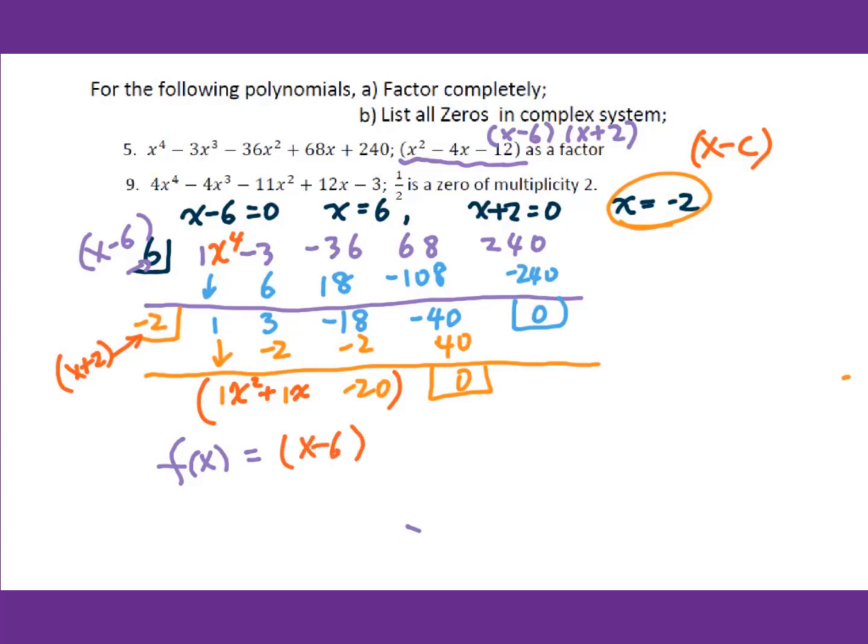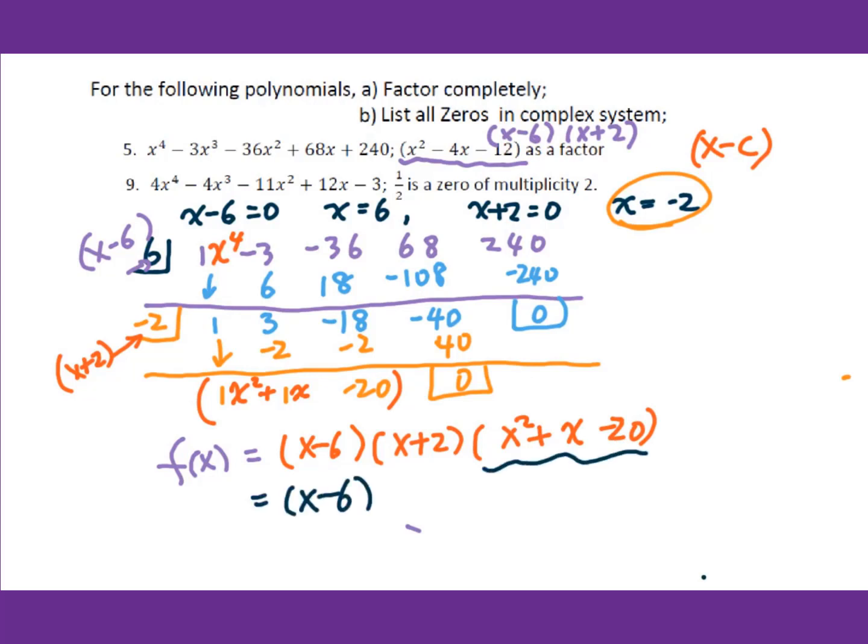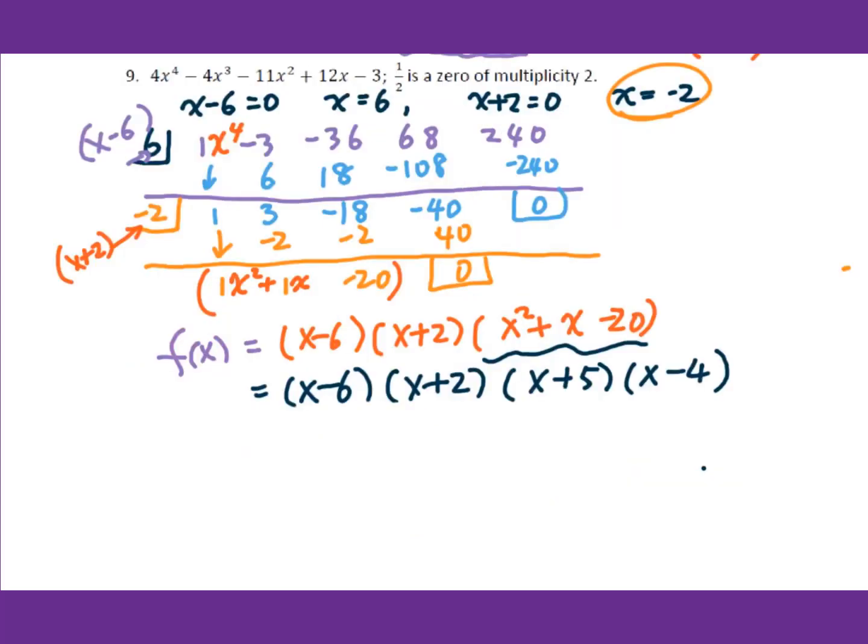x minus 6, x plus 2, then times x squared plus x minus 20. We can factor this quadratic function this time, so we just keep factoring: x plus 5, x minus 4. Therefore, for zeros, x equals 6, negative 2, negative 5, and 4.